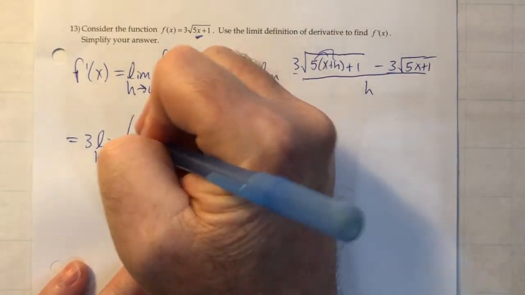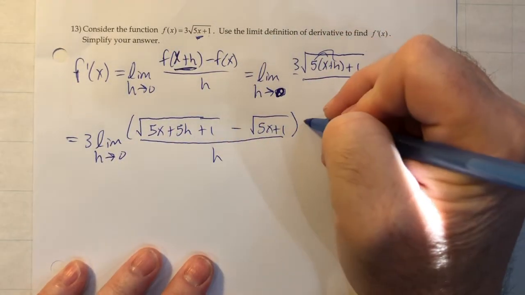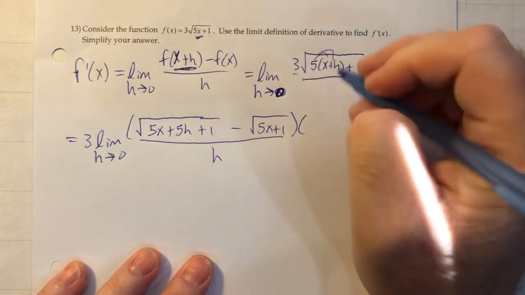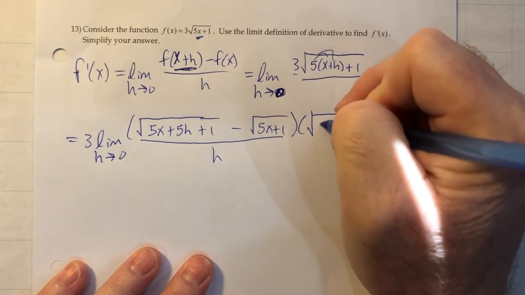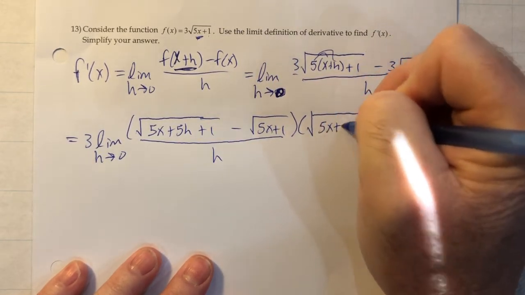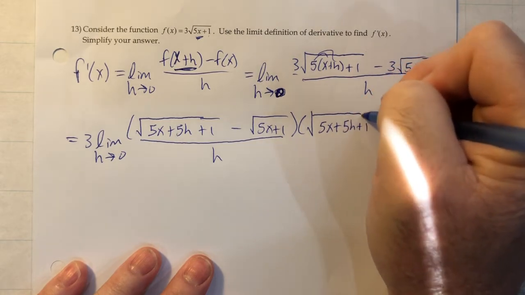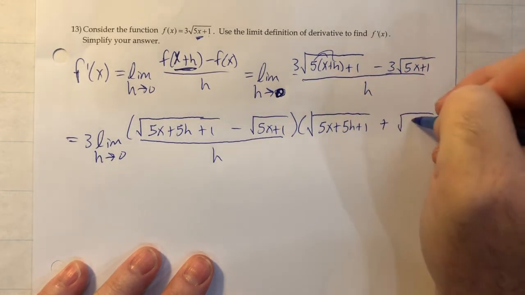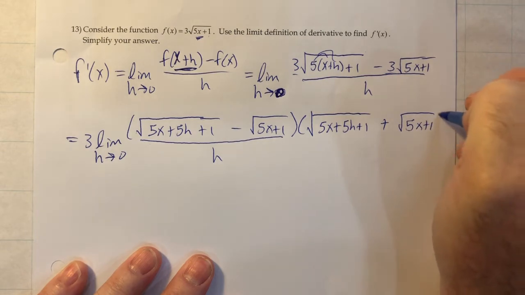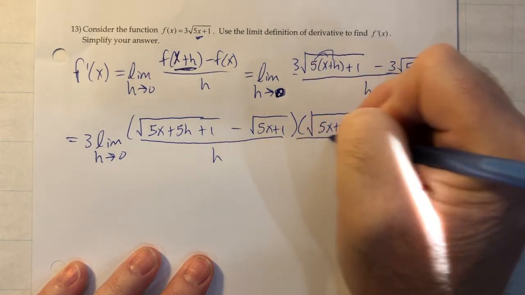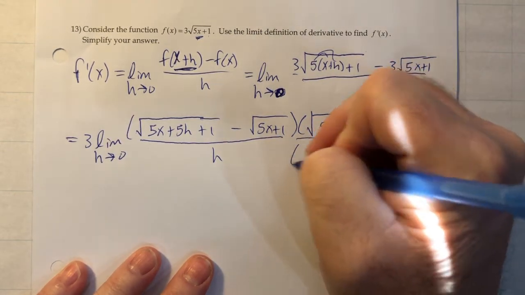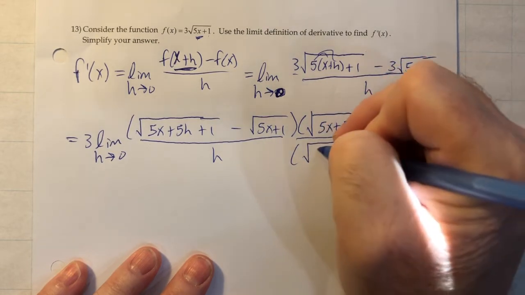And now we're going to do the rationalizing step. We're going to take this numerator and multiply it by the same thing but with a plus sign. So the square root of 5x plus 5h plus 1 plus the square root of 5x plus 1. And if we multiply the numerator by that, we also multiply the denominator by the same thing, so I'll copy that down here as well.